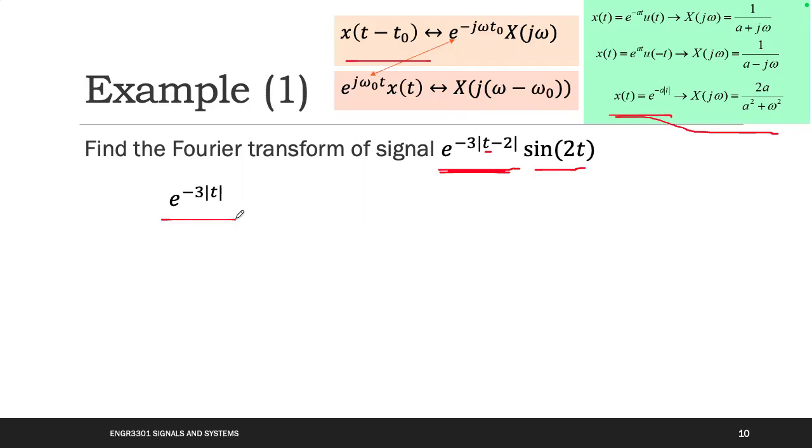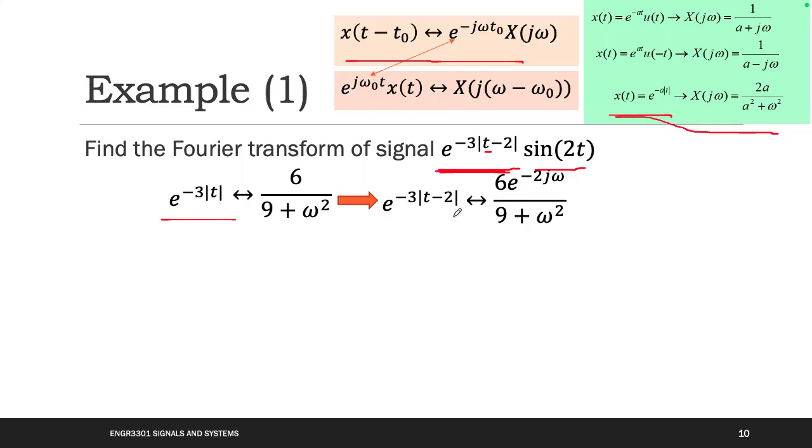Yeah, because we need to get this one, which means the a here is 3, am I right? So we can get this one. And then for this one, we need to do a shift, am I right? That makes sense to you? Yeah, then we can use this one. For this we do a shift, and then we can use this one because we multiply this part.